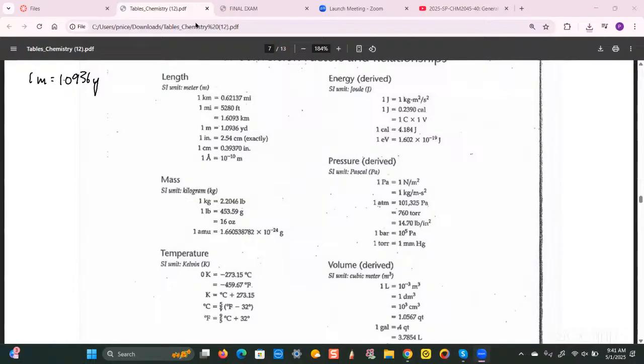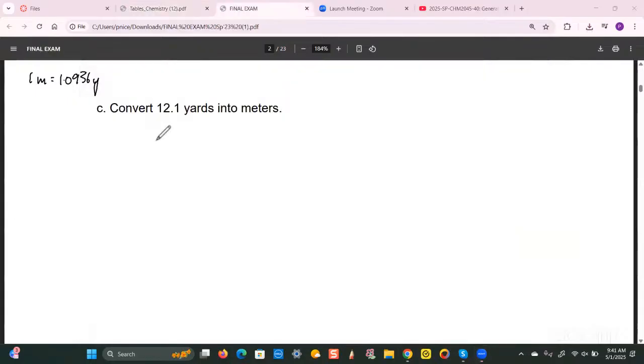final exam. So we're converting 12.1 yards to meters, right? So what I would do is start off, of course, with what we're given, which is the 12.1 yards. And I would multiply this by, up here I put 1 meter, down here I put 1.0936 yards. And let's see what that gives. 12.1 divided by 1.0936.